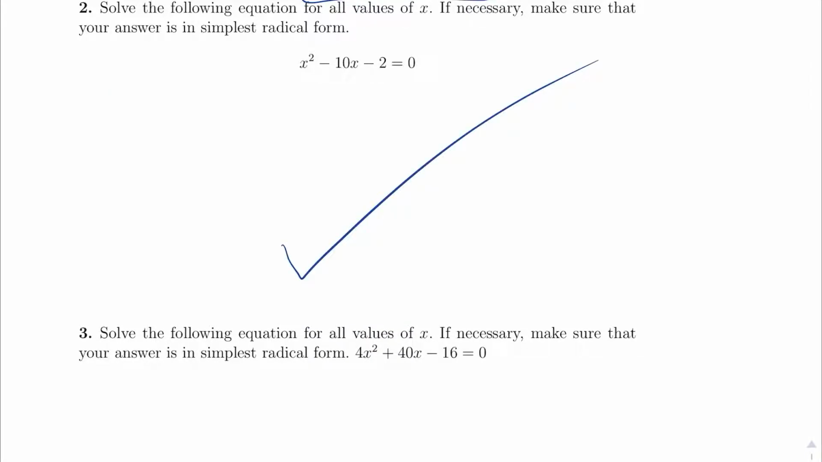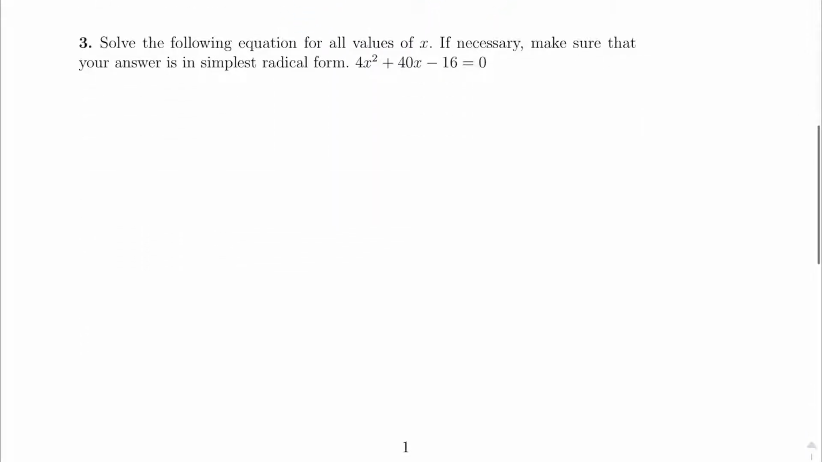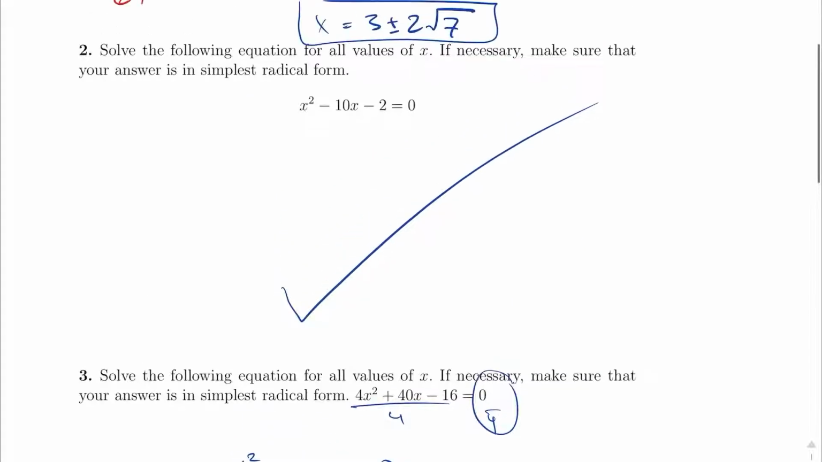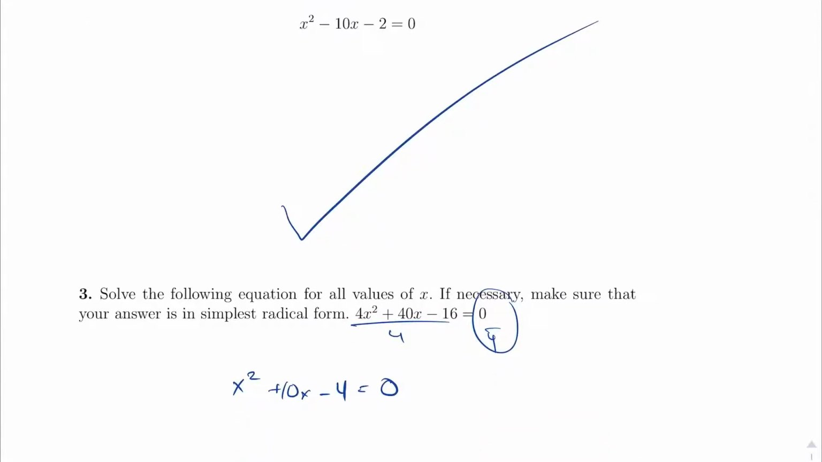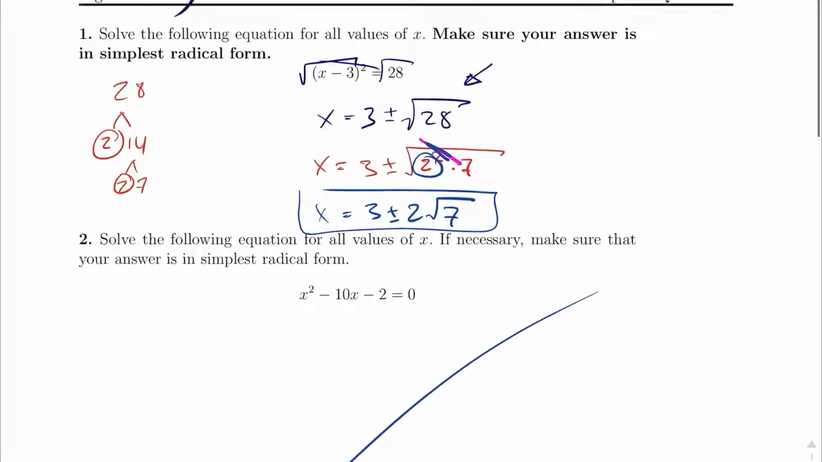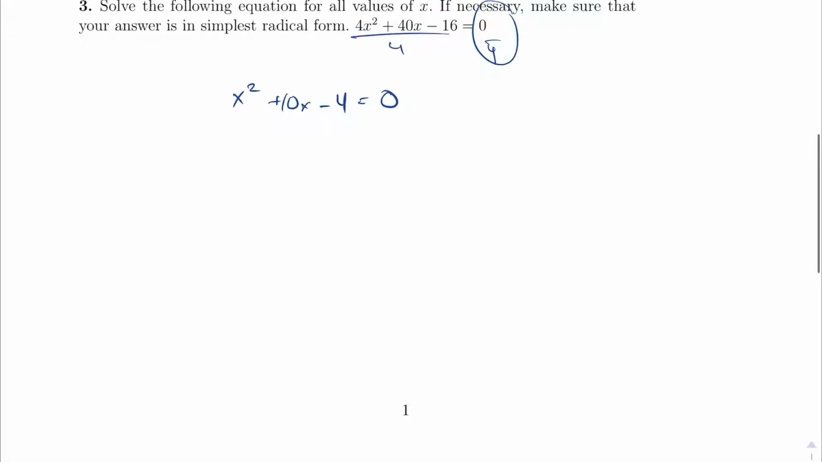I'm going to do the tougher one down here, problem number 3. Solve the following equation for all values of x. If necessary, make sure your answer is in simplest radical form. So we have a 4 here, which makes the problem a little tougher. But if we divide through by 4 on both sides, we're in pretty good shape. x squared plus 10x minus 4 equals 0 over 4, which is 0 itself. Now this actually looks a lot like the problem above. So if you did number 2, I know you can do number 3 also.